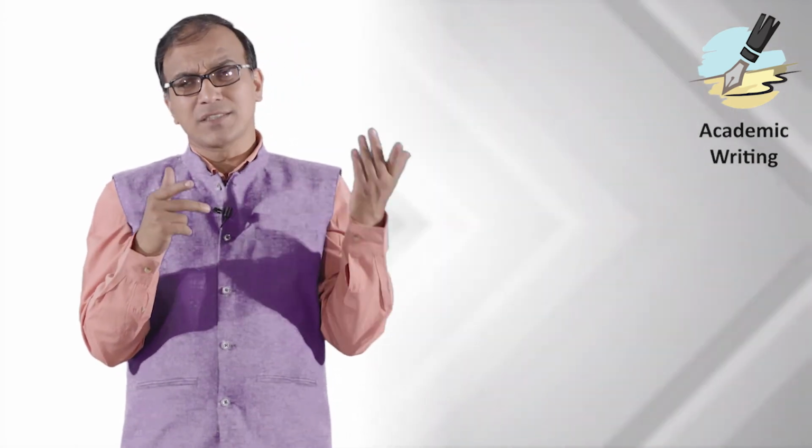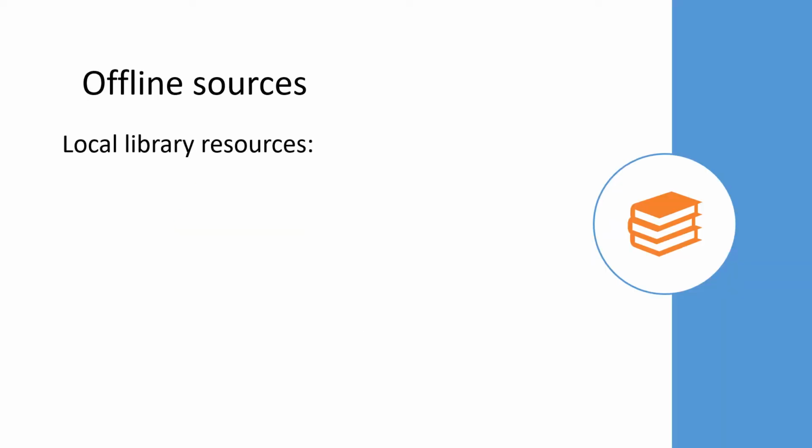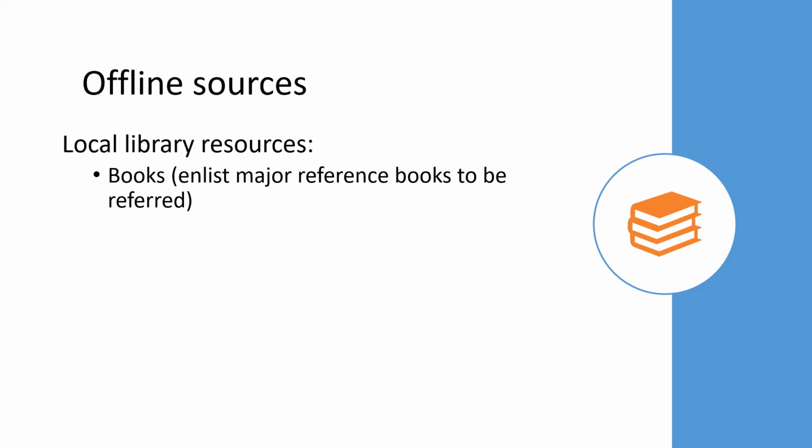Now moving to the type of sources. The first type we saw, primary, secondary and tertiary. Now with respect to physical and virtual, we can divide the survey or review into the offline literature review and online literature review. The offline sources include local library resources like books.